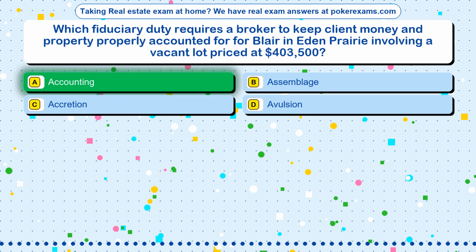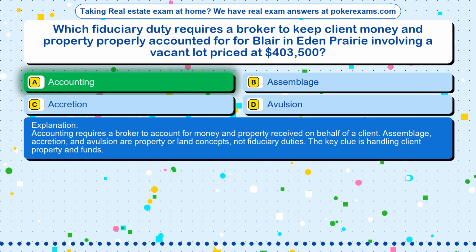The correct answer is option A, accounting. Accounting requires a broker to account for money and property received on behalf of a client. Assemblage, accretion, and devolution are property or land concepts, not fiduciary duties. The key clue is handling client property and funds.